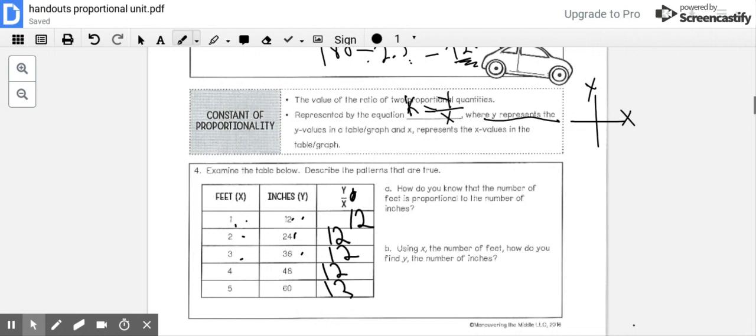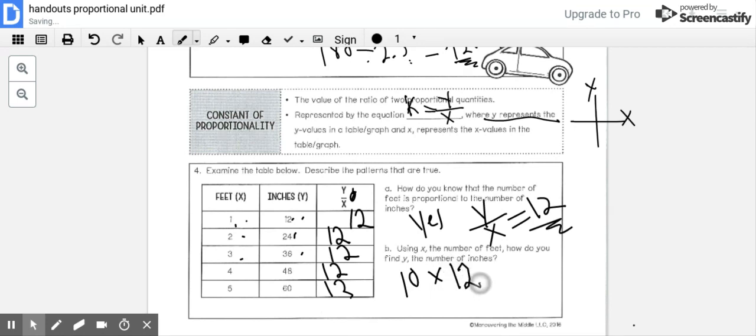Okay, so what they're asking is, is the number of inches in a foot proportional? And how do you know? Yes, it is, because every time y divided by x equals 12. So the constant is always 12. Then it says, using x, the number of feet, how do you find y, the number of inches? If I gave you x, like if I said the feet is 10, how would you find the number of inches? You would times by the constant, and that would be 120.